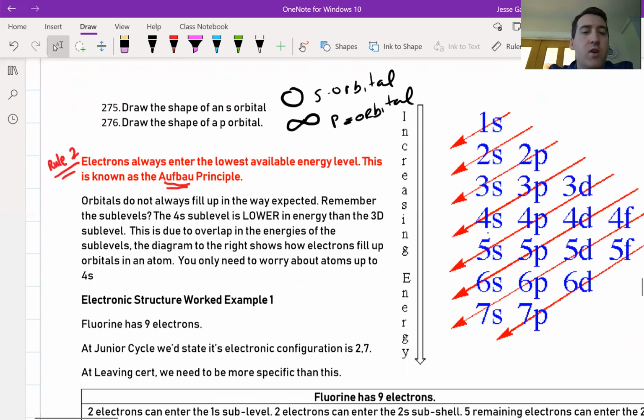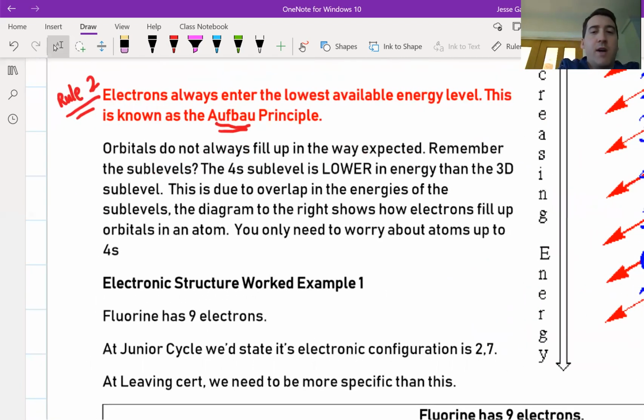So what order do they fill up in? If they do occupy the lowest available energy level, well, what are the lowest available energy levels, and what's the order then as we go up? Which one is the next highest, the next highest, and the next highest? Well, orbitals do not always fill up the exact way you would expect.